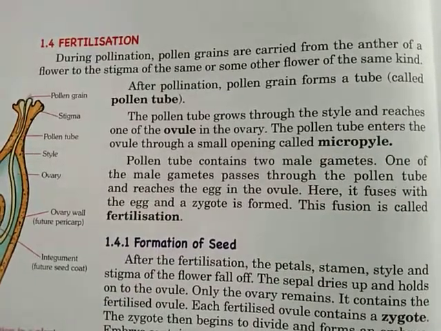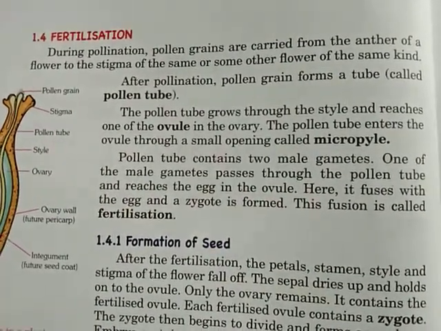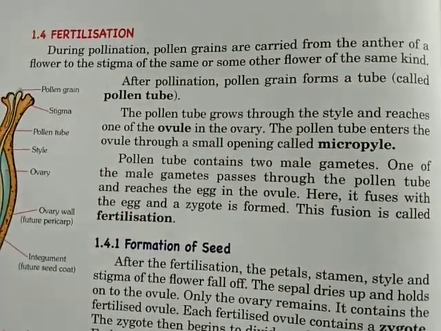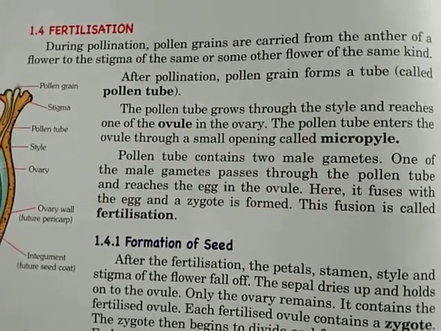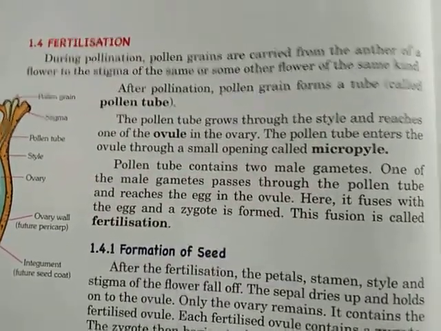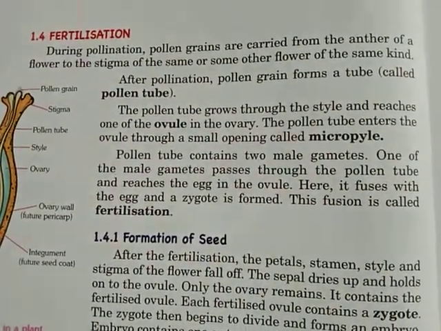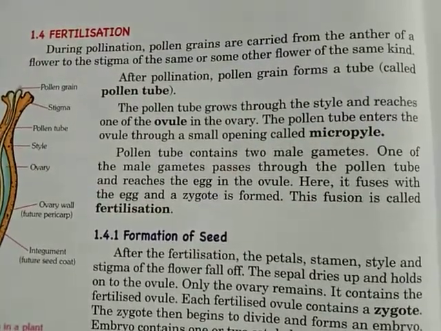Okay, students, what happens during pollination? The pollen grains, you all know, are carried from the anther of a flower to the stigma of the same flower or some other flower of the same kind. So basically, when these pollen grains land on the stigma.